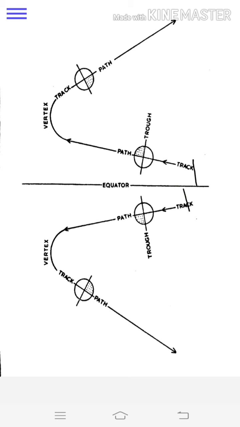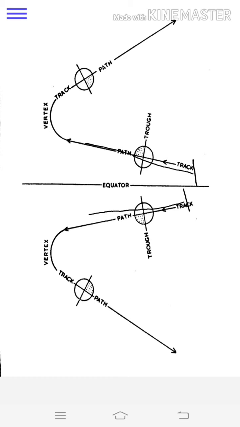So now it travels west and west-northwest in the northern hemisphere, and in the southern hemisphere it also travels west-southwest, at a speed of 12 knots.